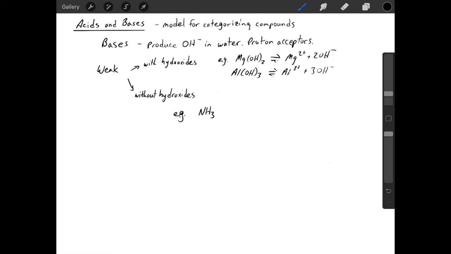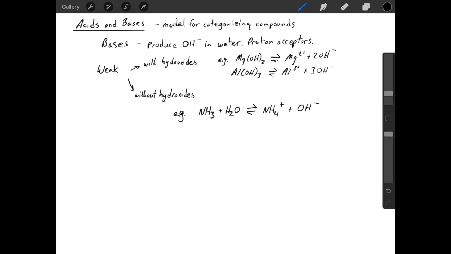So you take ammonia and you dissolve it in water, and as part of that dissolution, the water and the ammonia will interact and they will create products. In this case, the ammonia has actually taken one of the water's hydrogens to make NH4+, and the leftover bit of the water is an OH- group. And that's how ammonia can actually produce OH- in solution. And the other weak bases that don't have hydroxides are going to behave in a very similar fashion.